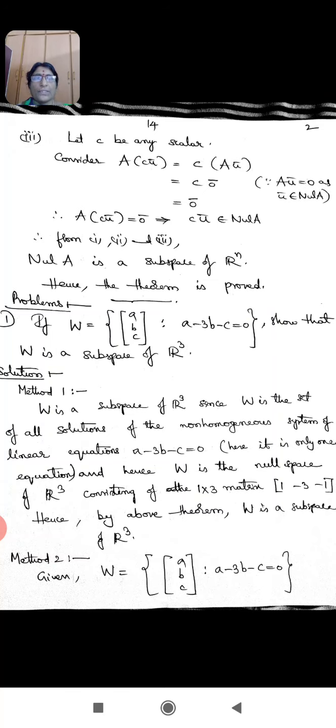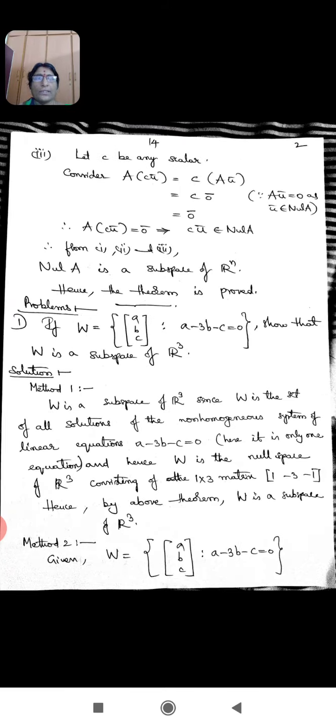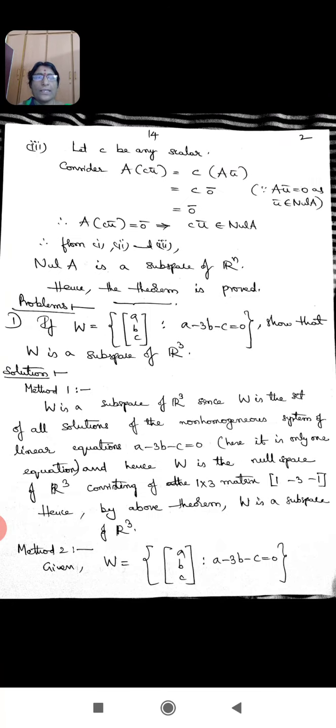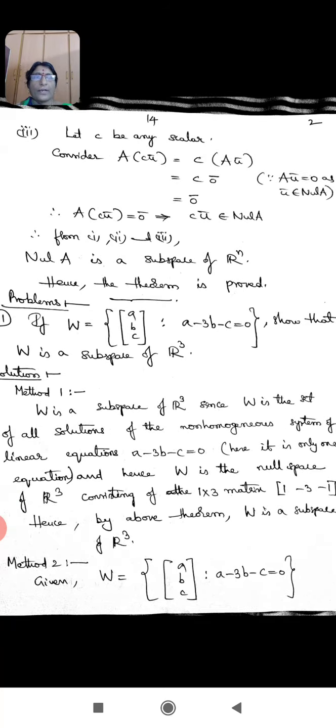So first of all, W is a subset of R3, and the solutions that satisfy that given single equation are determined by the coefficient vector 1, minus 3, minus 1, which is a matrix of order 1 by 3. It can be written as a row 1, minus 3, minus 1. Then we can see that W is the null space of the 1 by 3 matrix 1, minus 3, minus 1.